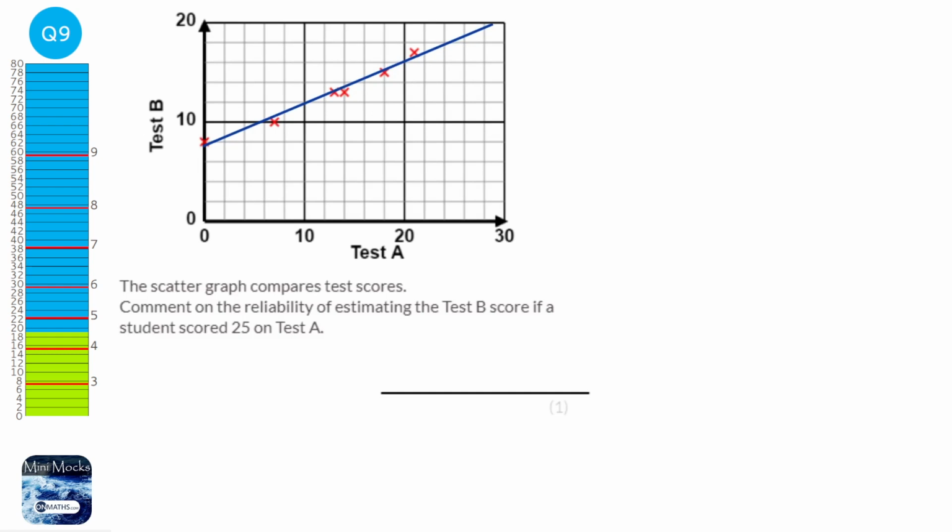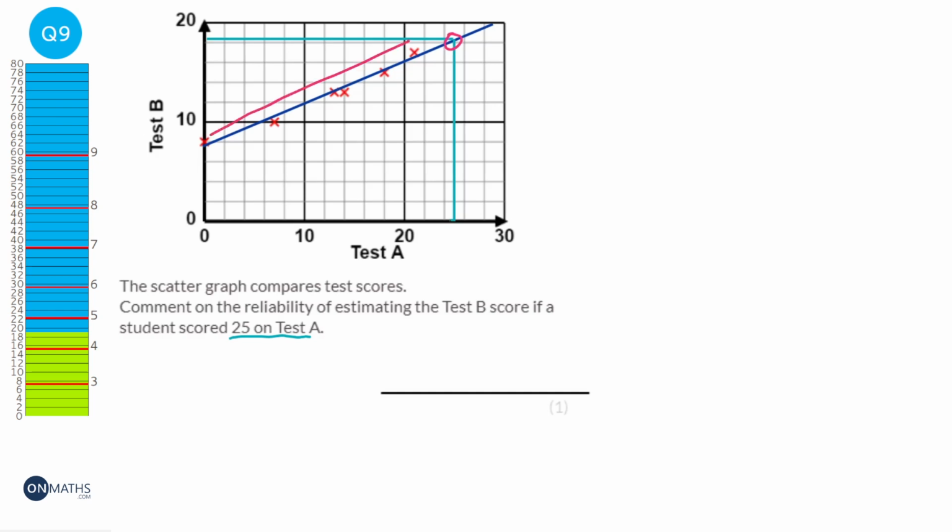And what we'll do is find an estimate of test score B, given the fact they got 25 on test A. That means we would draw a line up from test A at 25, should be here, and then across, and that's how we'd make the estimate. But look at where that is hitting our line of best fit. It's hitting it here. What do you notice about this position here?